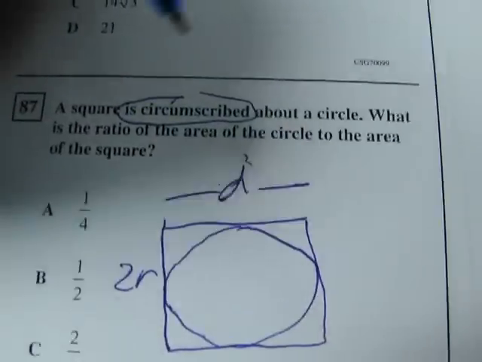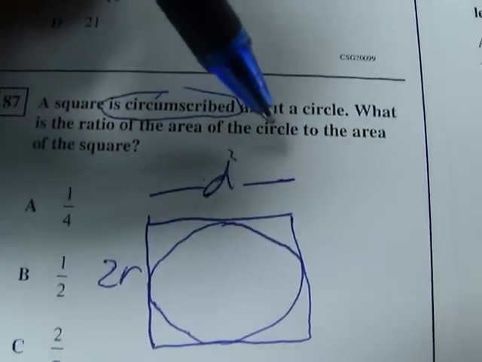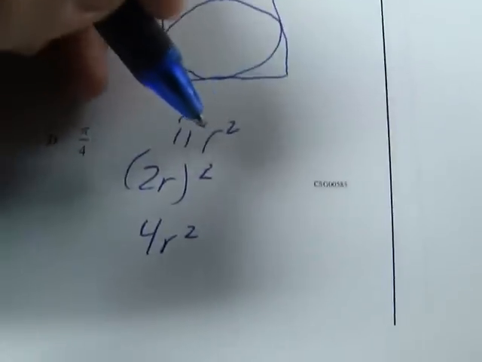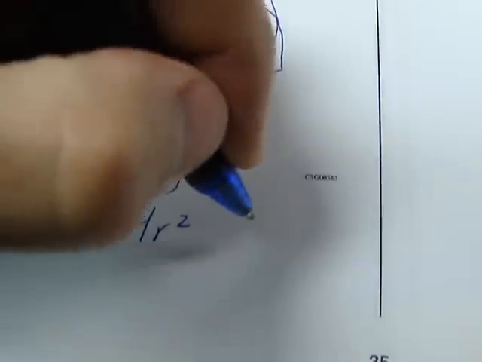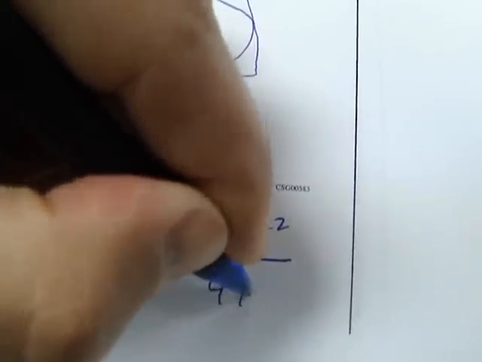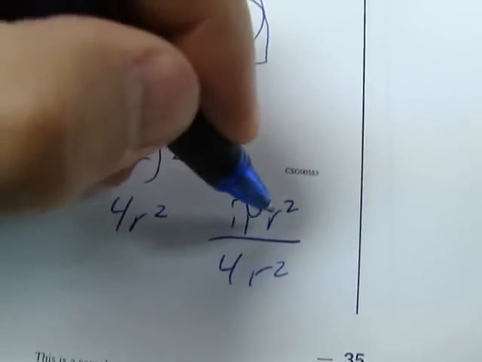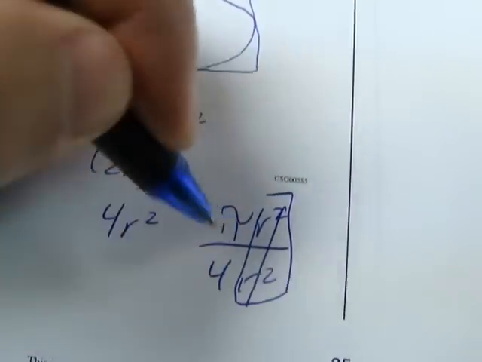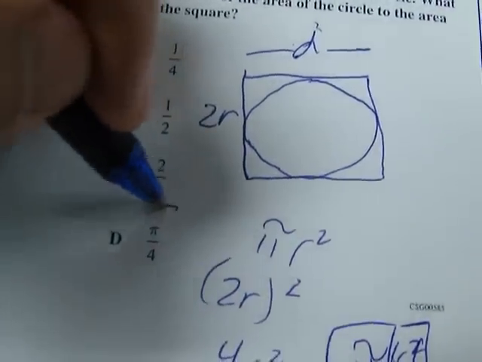So the circle is pi r squared, the square is 4r squared. It says, what is the ratio of the area of the circle to the area of the square? Well, the ratio of this to this, pi r squared over 4r squared. Let me just cancel this part out. And what do you get? Pi over 4. There it is. D.